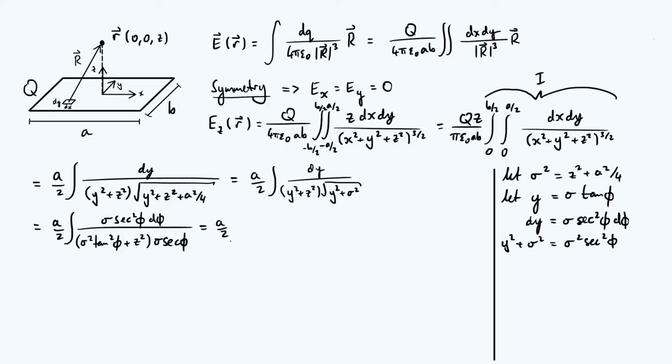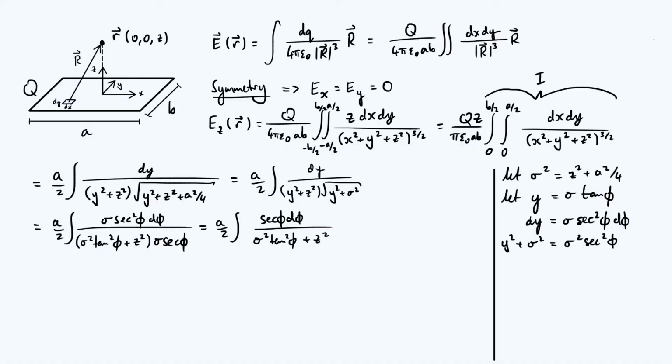So this is now a over 2 integral of sec phi d phi, because 1 power of sec cancelled and the sigma is also cancelled, and the bottom is just sigma squared tan squared phi plus z squared, which at least looks a little bit simpler than what we started with. However, from here, the next step is not really obvious, and there might be different ways to proceed.